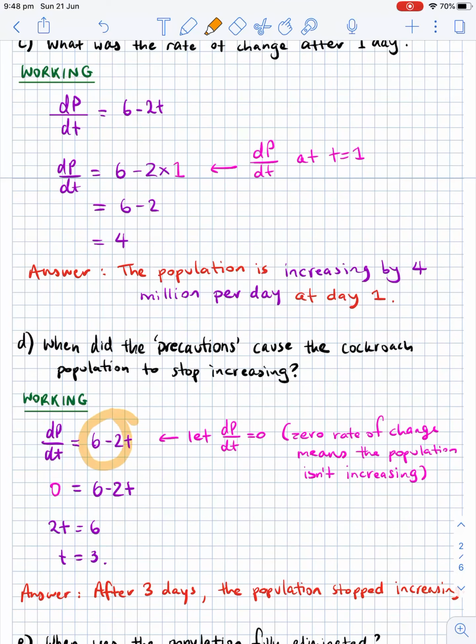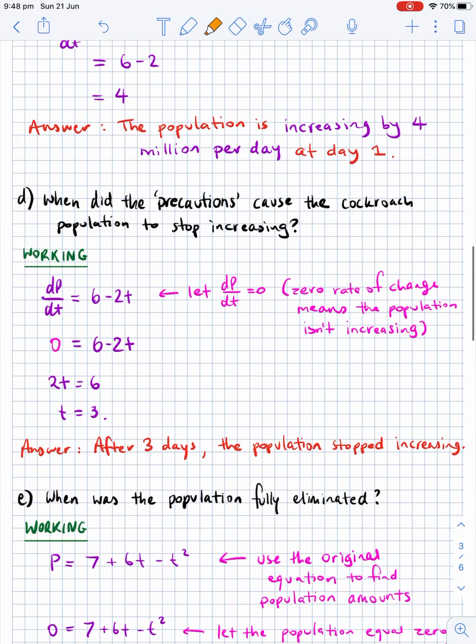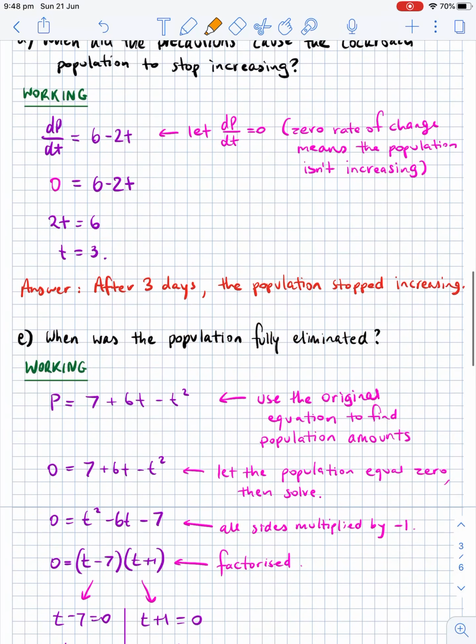So we rewrite our equation for our derivative. Let this side equal 0 because that's what we want, and we figure out what t is equal to. So we solve for t, which is 3. So at the day 3 mark, the population is no longer going up anymore. After 3 days, the population stopped increasing. Make sure you've always got some sort of conclusion.